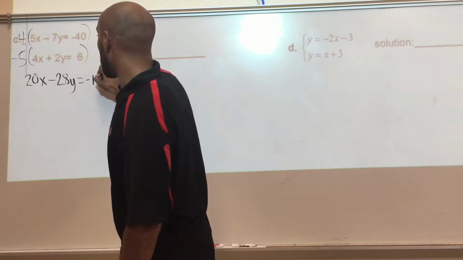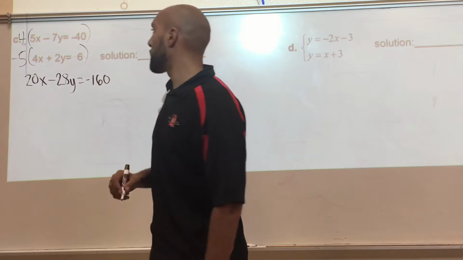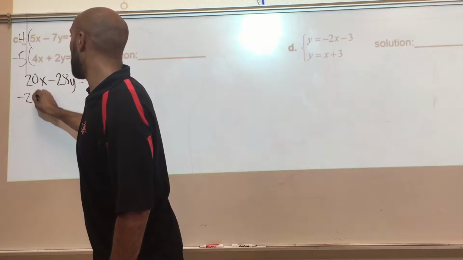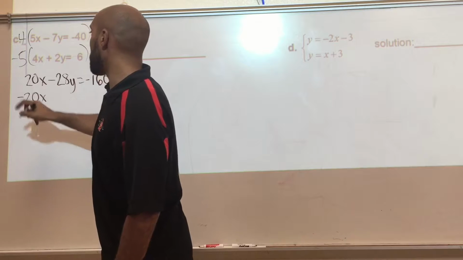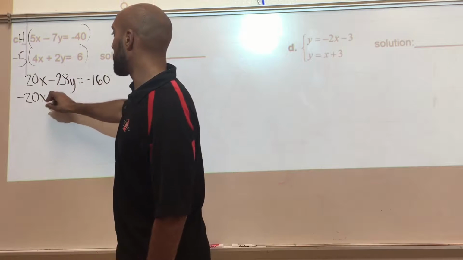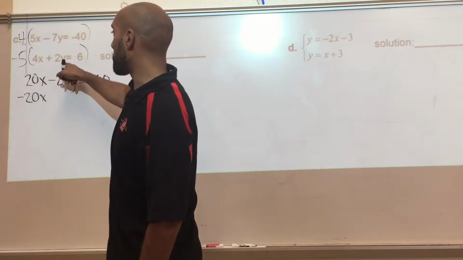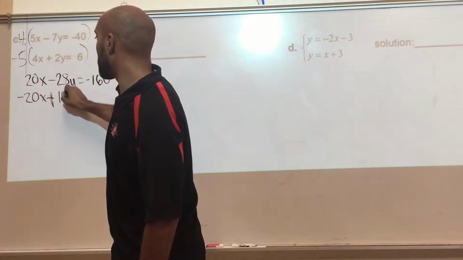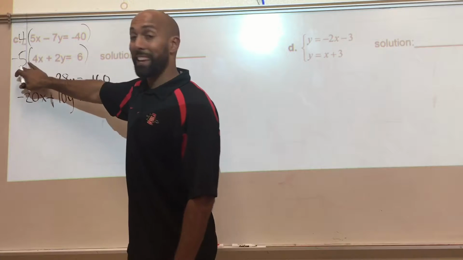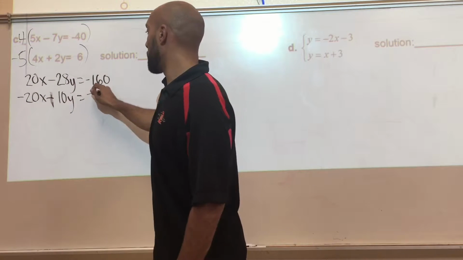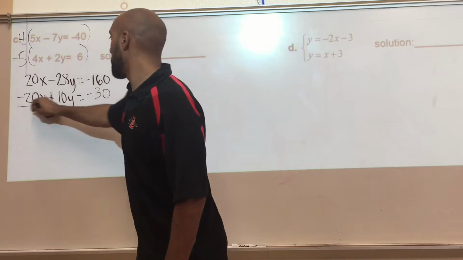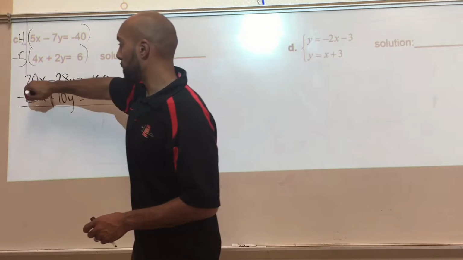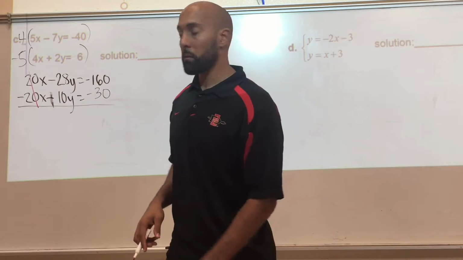Okay, that's negative 160. Okay, and now negative 5 times negative 4x, negative 20x, negative 5 times 2y. Okay, it's going to be negative 10y, and then negative 5 times 6, negative 30. Okay, now, again, we have opposites. Same number, different sign, cancels out.